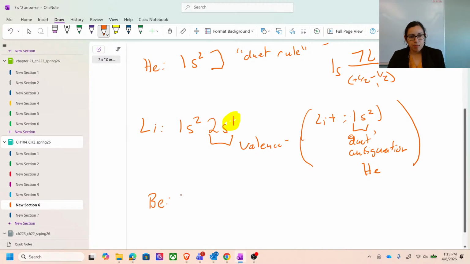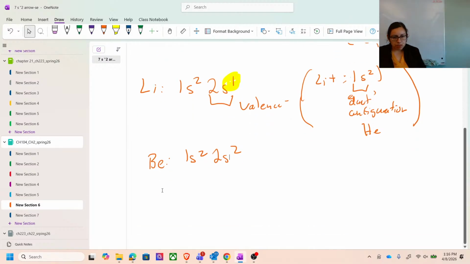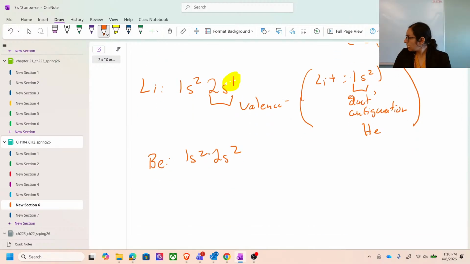So beryllium, 1s2, 2s2. And so something that you want to do is just double check that you have the correct number of electrons. Obviously, it's kind of easy right now, but once we get down to lead or cadmium, or heavier elements, europium, then we want to double check that we have the correct number of electrons.